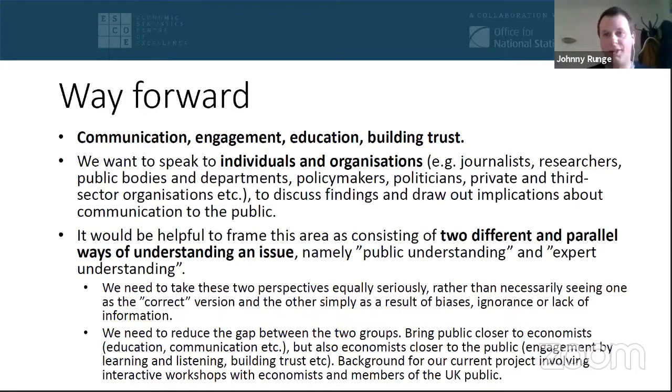The last thing I want to say is that I think going forward it is really helpful to frame this area as consisting of two different and parallel ways of understanding the issue. Basically, there's a public understanding of economics and there's an expert understanding of economics. And I think what we need to do is take these two perspectives equally seriously, rather than always seeing our version, the economist version, as the correct version, and the other simply as a result of ignorance, biases, lack of information, and one that needs to be corrected.